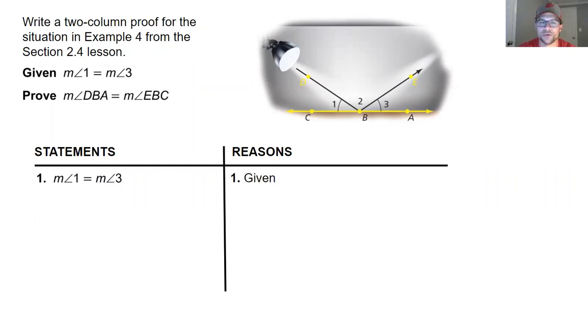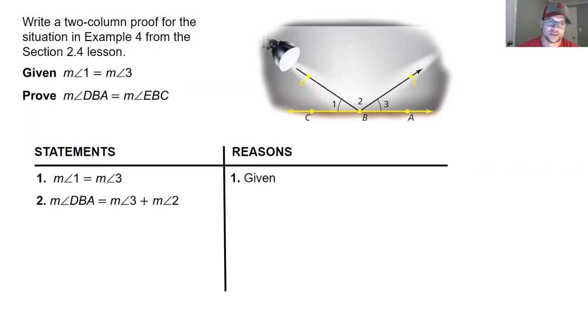So usually what we do in two-column proofs is the very first statement is our given information. So the first statement is measure of angle 1 is equal to measure of angle 3. And the first reason, or the way we can say that, is it is given to us. The problem says this is a fact, I'm giving it to you, you can use it to your advantage.